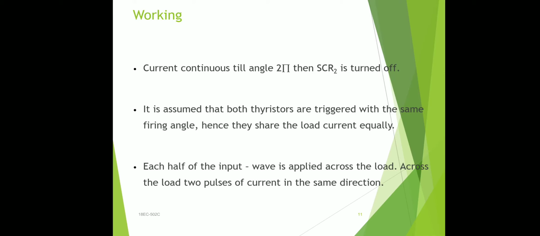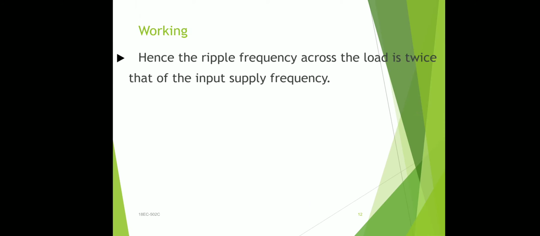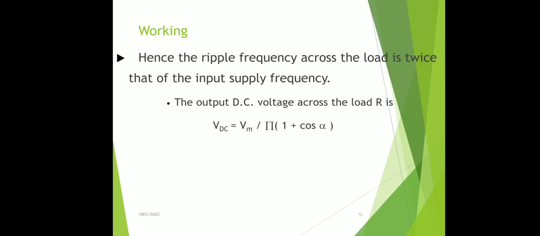For each half of the input wave applied across the load, there are two pulses of current in the same direction. For positive and negative cycles, the current direction is the same. With that, the ripple frequency across the load is twice that of the input supply frequency.